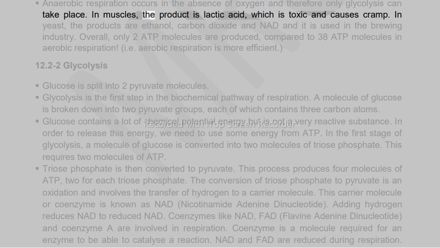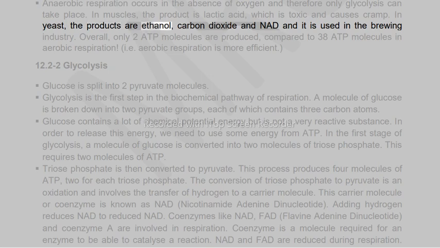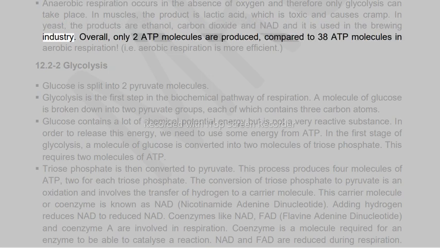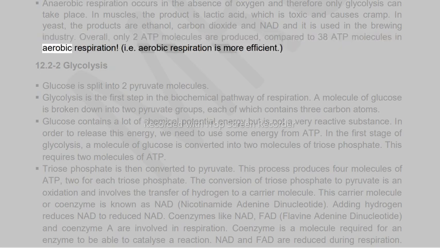Anaerobic respiration occurs in the absence of oxygen and therefore only glycolysis can take place. In muscles, the product is lactic acid, which is toxic and causes cramp. In yeast, the products are ethanol, carbon dioxide, and NAD, and it is used in the brewing industry. Overall, only 2 ATP molecules are produced, compared to 38 ATP molecules in aerobic respiration, i.e. aerobic respiration is more efficient.